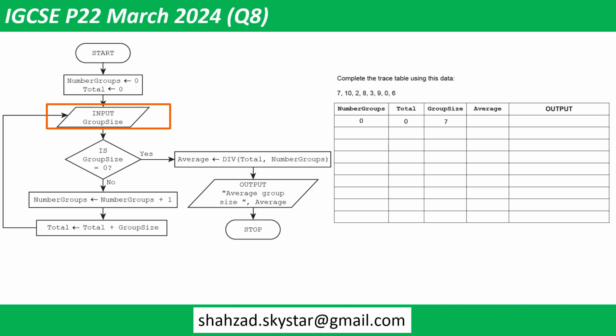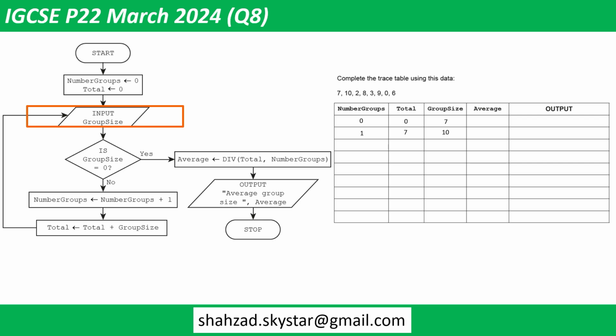Then input group size. Now I have input group size 7 because they have given 7 in the trace table. Next, it will check the condition: is group size equal to 0? This condition will be false. In case of false, it will go to the no direction. Then number of groups will be incremented by 1 and the resultant value is 1. Then total equals total plus group size. Total already contains 0 and group size is 7. 0 plus 7 will give you 7.